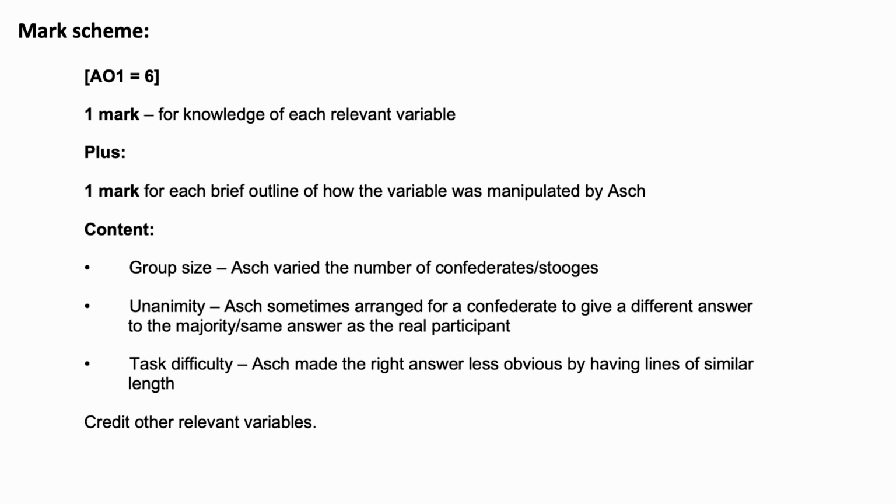So with group size, Asch varied the number of Confederates / stooges, which if that's the word that you are more familiar with, that is okay. However, I think most students will be using Confederates. With unanimity, Asch sometimes arranged for a Confederate to give a different answer to the majority or the same answer as the real participant. And task difficulty, Asch made the right answer less obvious by having lines of similar length.